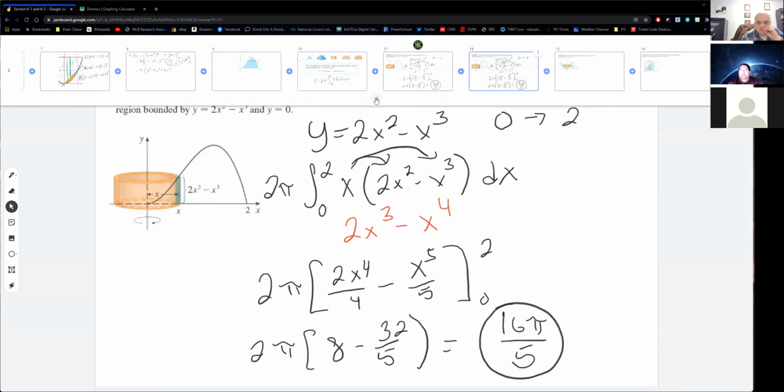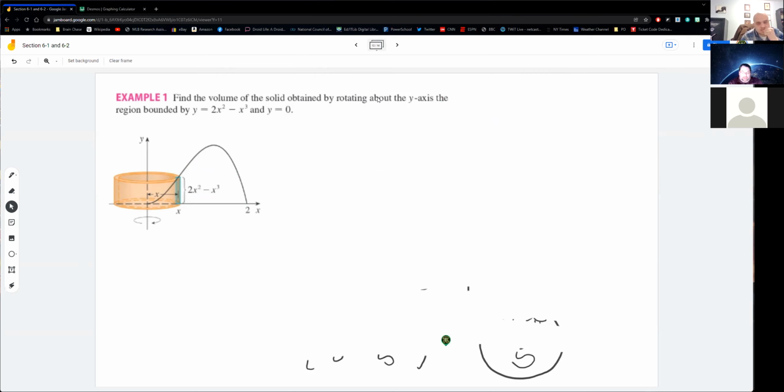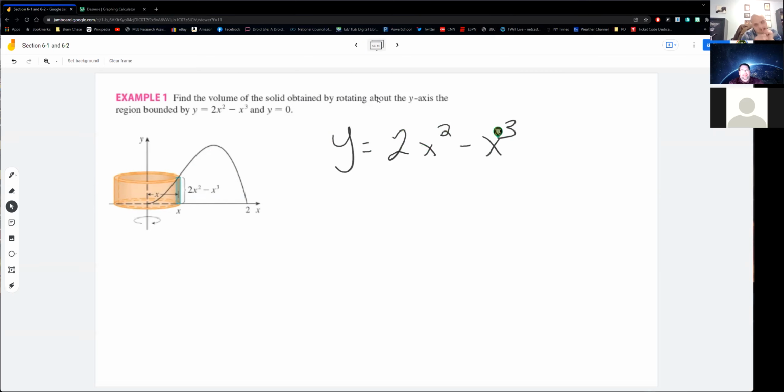I was going to do a y one in a minute, and we're not going to end up solving this one because you actually can't. If we were going to try to rotate this around the x-axis, I would have to solve this in terms of y. So my problem is y equals 2x squared minus x to the third. I have to get x by itself to do that. So probably not going to be the easiest way in the world to do it.